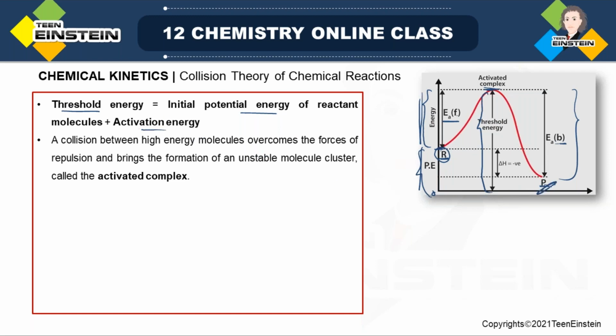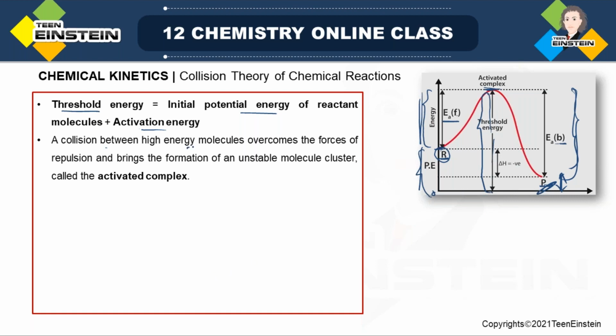Similarly, if you consider the product, then you have to add this amount of potential energy, because this is the potential energy for the product, and this amount of energy, that is the activation energy for the backward reaction. If you add these two, again you will get the same threshold energy value.